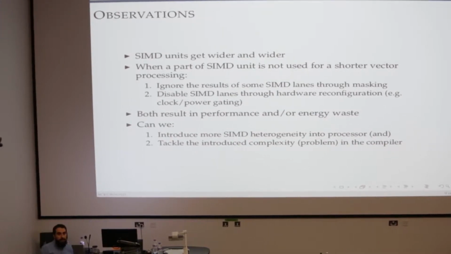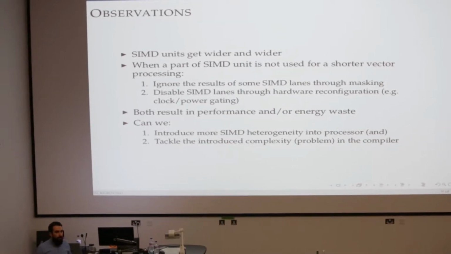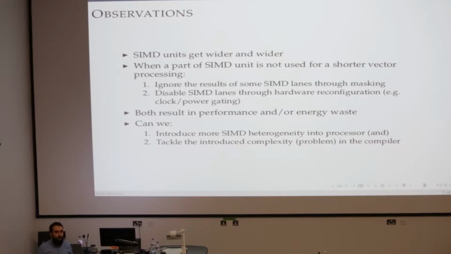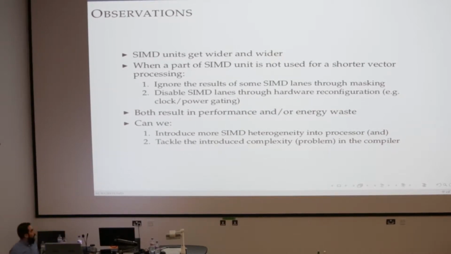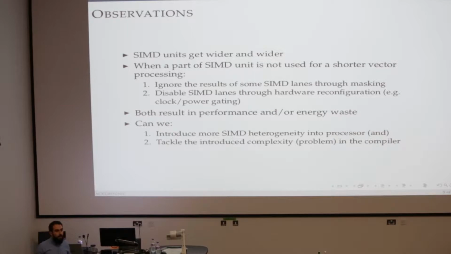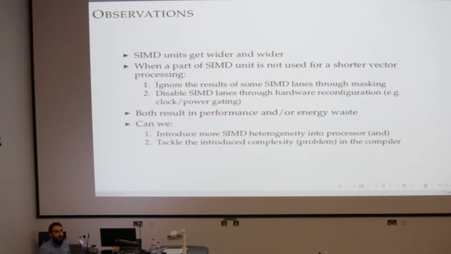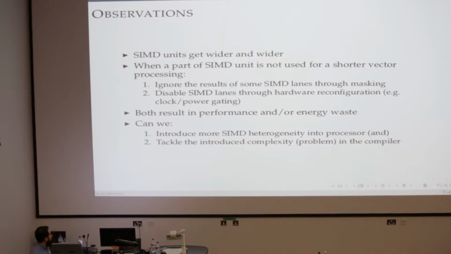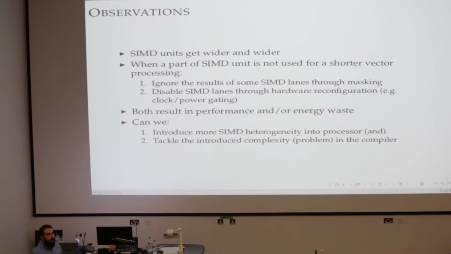So we have some observations. You have seen that these units, and the register files which provide the operands for these units, are getting wider and wider. And if you don't use all the lanes of the hardware, what we usually do is either ignore the results of some lanes, masking for example, or use hardware tricks. We disable some units through clock or power gating. But both have a performance and/or energy cost.